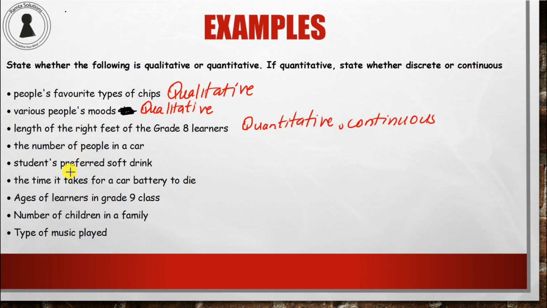Perfect. Now, the number of people in a car. Of course, there's one, there's two people. We're putting a number to it. So this means this data is quantitative.